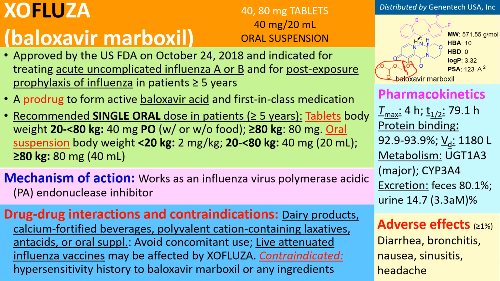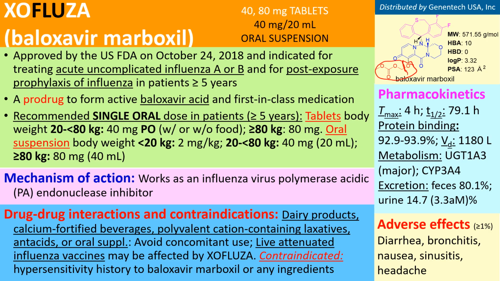For oral suspension dosage forms, for patient body weights less than 20 kg, the oral dosing is based on weight, 2 mg per kilogram. For patient weights from 20 to less than 80 kg, the oral dosing is 40 mg, 20 milliliter. For patient body weights greater than or equal to 80 kg, the oral dosing is 80 mg, 40 milliliter.